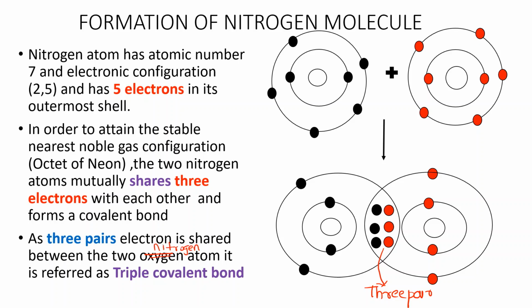So it can be represented as N triple bond N. As you observe here, 3 pairs of electrons are being shared between two nitrogen atoms.